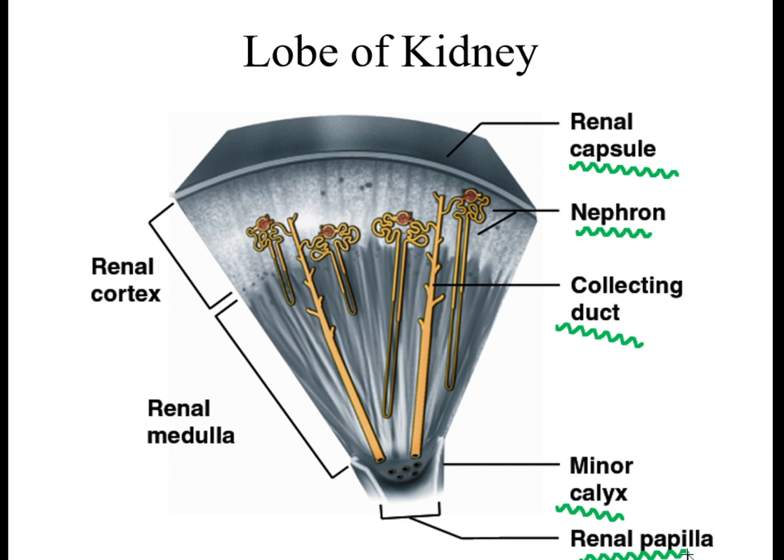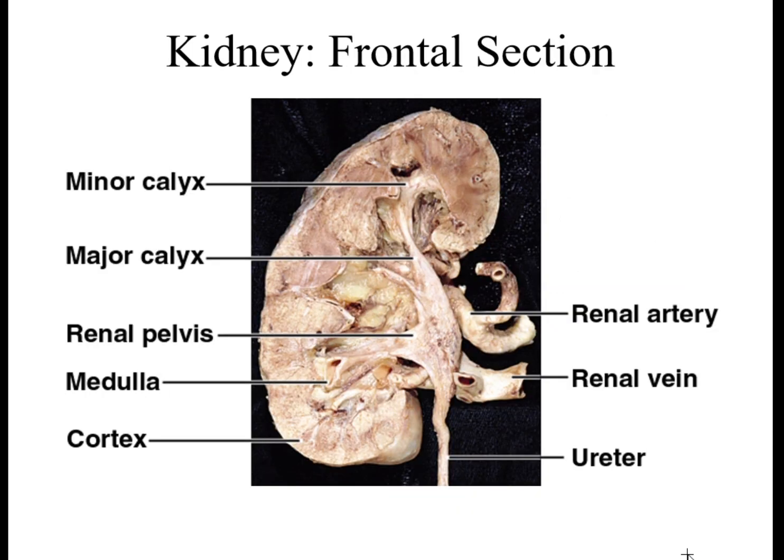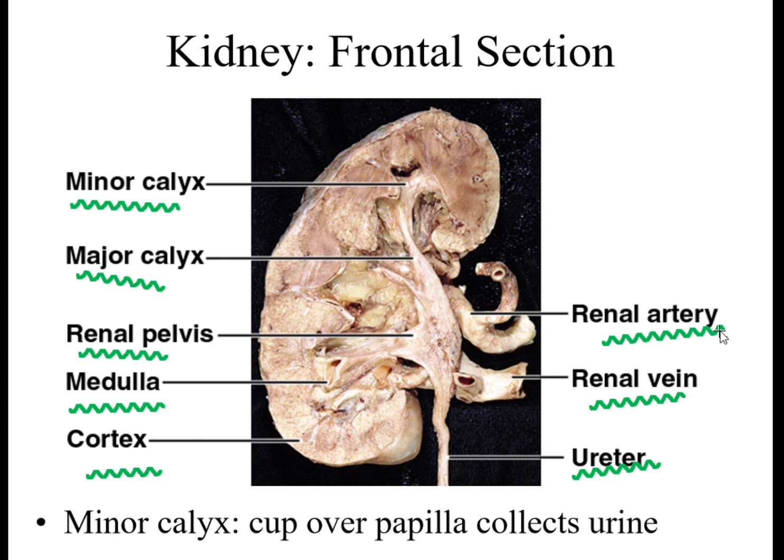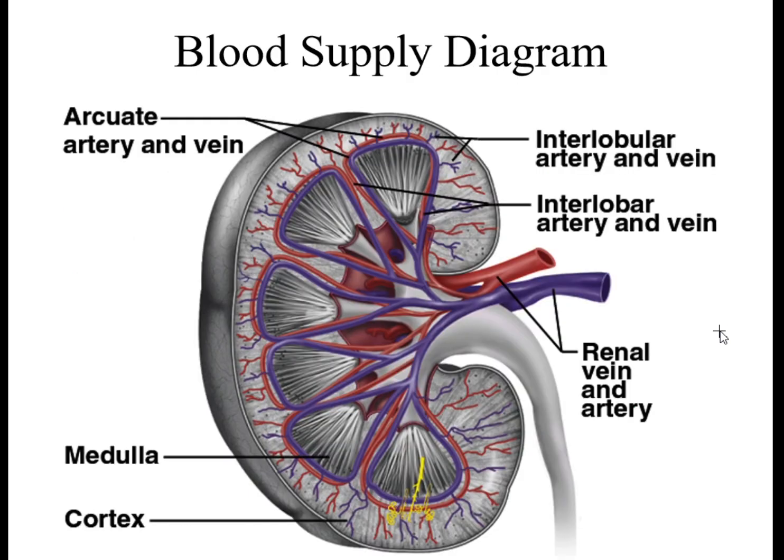Next you can see here the same thing; this is the real image of the frontal section. This is the minor calyx, this is the major calyx, renal pelvis, medulla, cortex, ureter, renal vein, and renal artery. This is the real image of the kidney. Next, the minor calyx is a cup over the papilla, and it collects the urine.